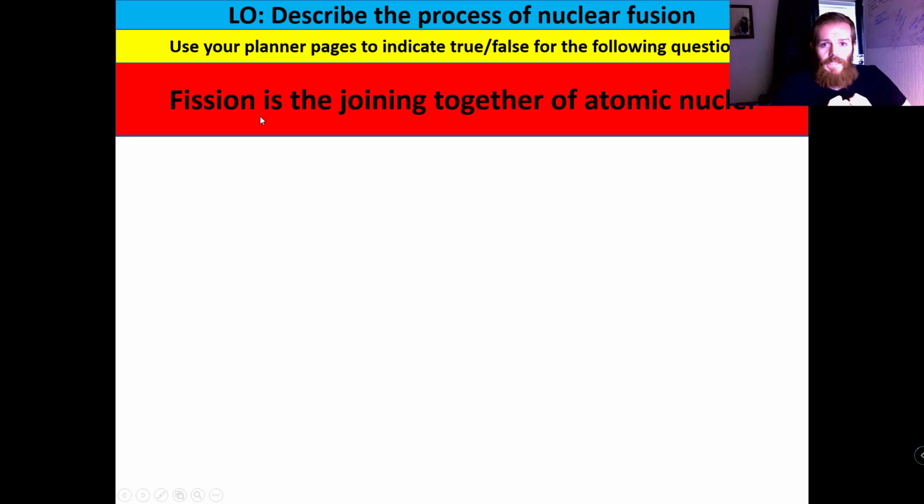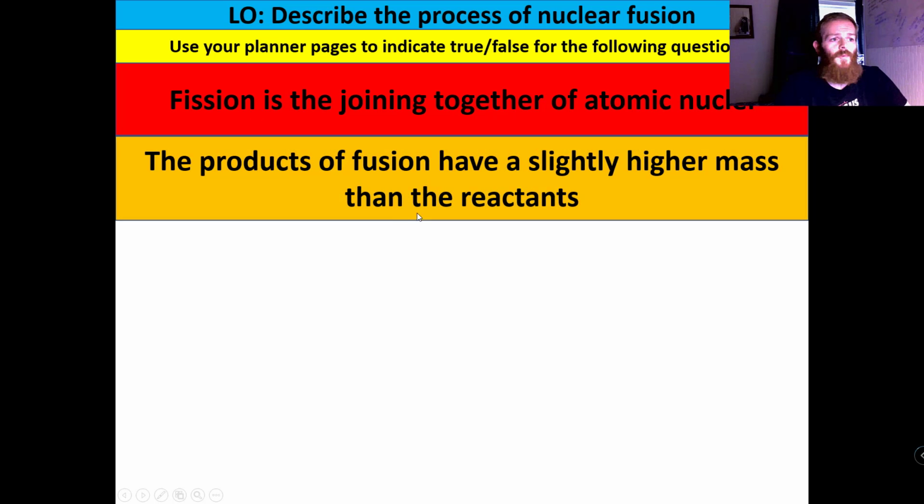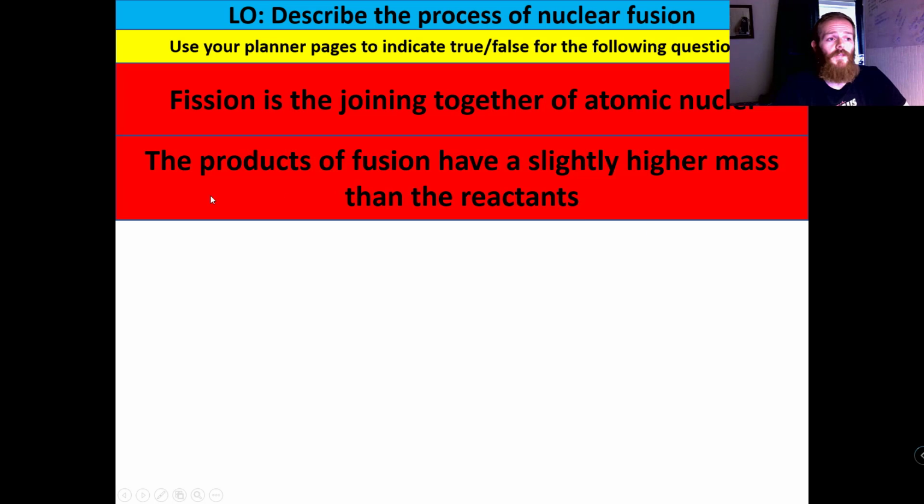Remember, fusion, fusing. Next one, the products of fusion have a slightly higher mass than the reactants. So is that true, or is that false? You should have said that is false. The products of fusion have a slightly lower mass. Remember that the mass goes down as it's converted. That small amount of mass gets converted into energy. Okay, mass energy equivalence. So that one is false as well.